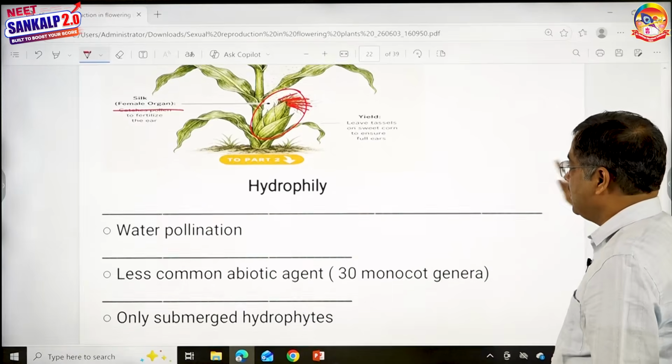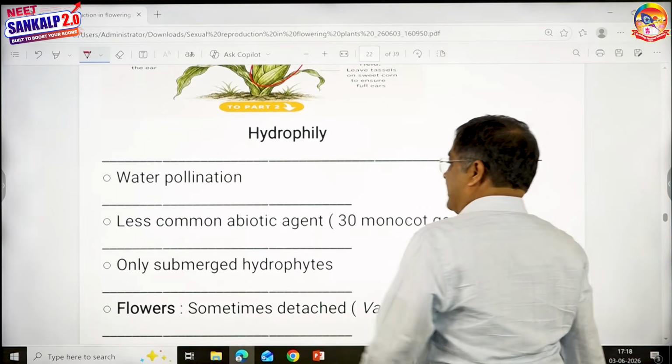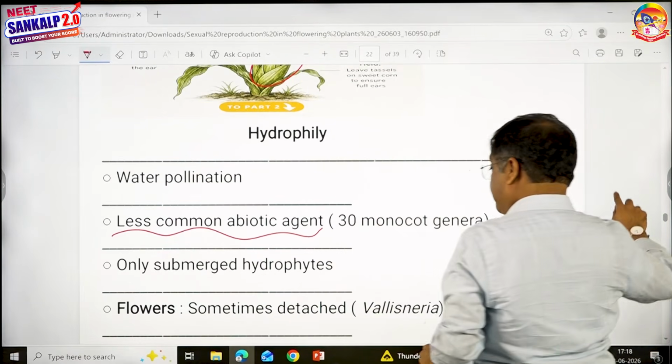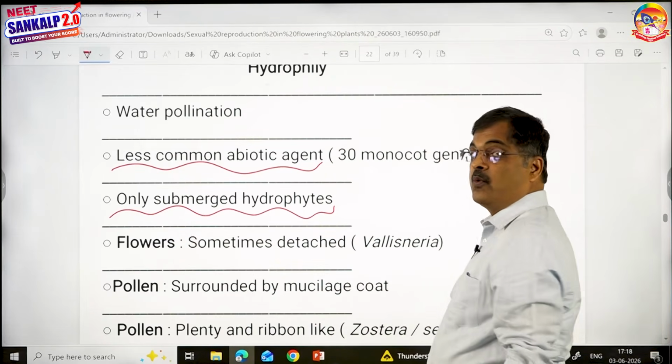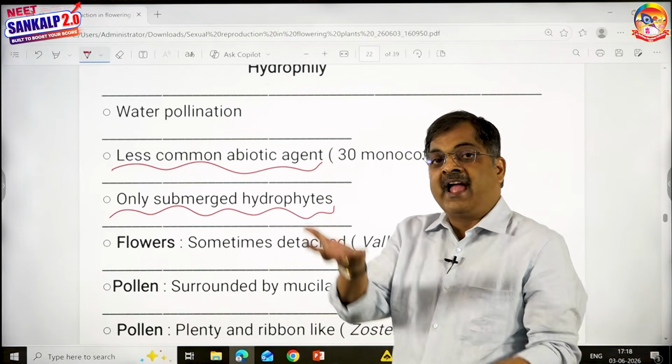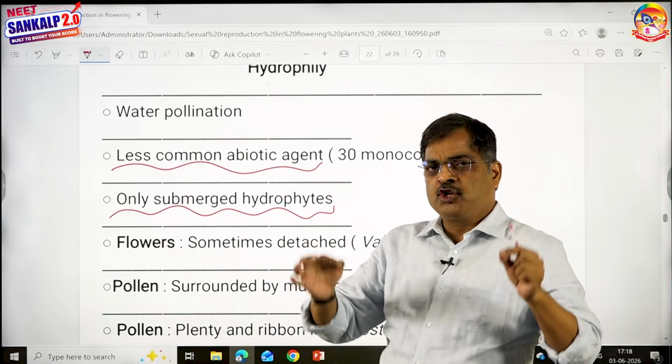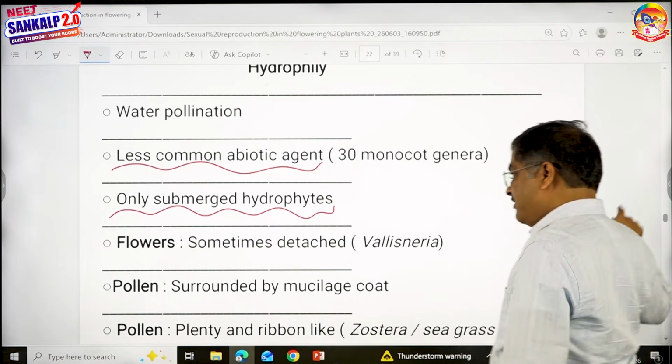Then we go for hydrophily, water pollination. It is a less common abiotic agent. Very important: only submerged hydrophytes show water pollination. Free floating and emergent hydrophytes mostly show insect or wind pollination. Very important.